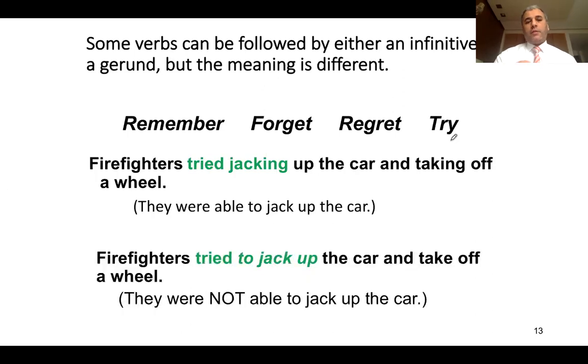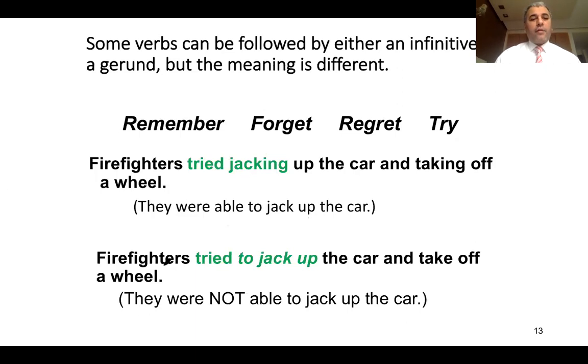Okay? Now, let's have a look at these examples. So, firefighters try jacking up the car and taking off a wheel. Now, here you have a gerund after the verb try. Now, what is the meaning? They were able to jack up the car. This is the meaning that you have here when you have a gerund after try.